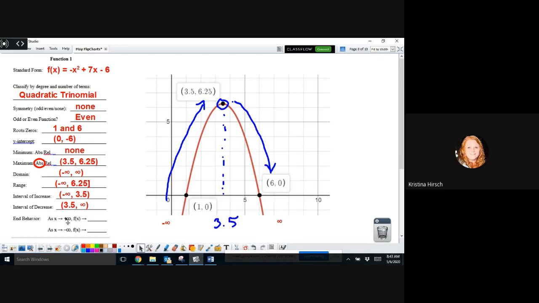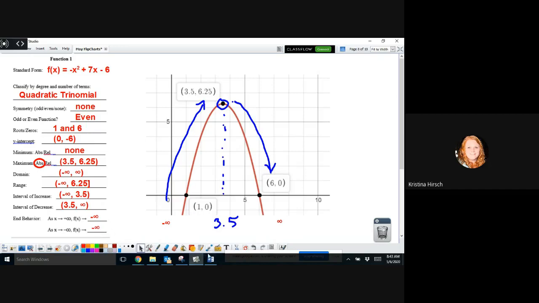So as x goes to positive infinity, that's the right side. What is the y value doing? Is it going up or down? Well, what is the right side of my graph doing? It's on the downside, right? So that would be negative infinity. All right. And then this part says as x approaches negative infinity, that's talking about the left side of my graph, is it going up or down? Well, this side is also going down because it's on the down side. All right, so that is also negative infinity.